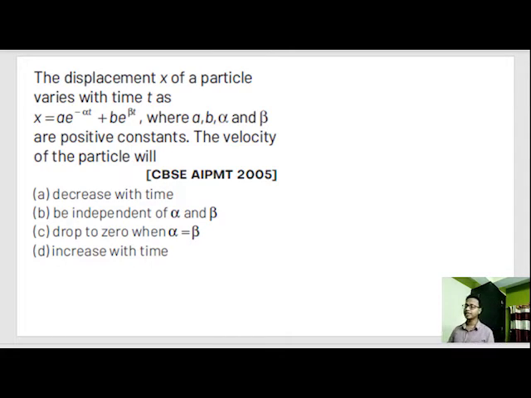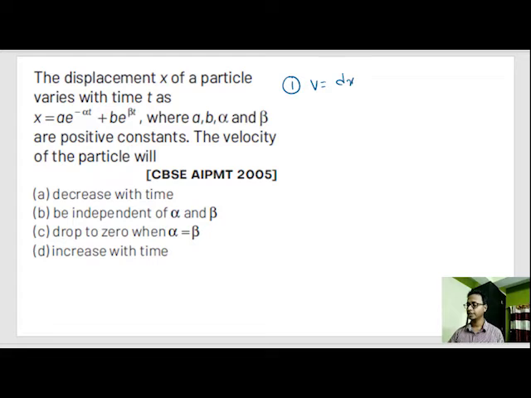The displacement x of a particle varies with time t as x equals a e to the power minus alpha t plus b e to the power beta t, where a, b, alpha and beta are positive constants. The velocity of the particle will be... So they gave us an equation of the position vector, where alpha, beta, a and b are constants. To find the velocity we need to differentiate with respect to time.